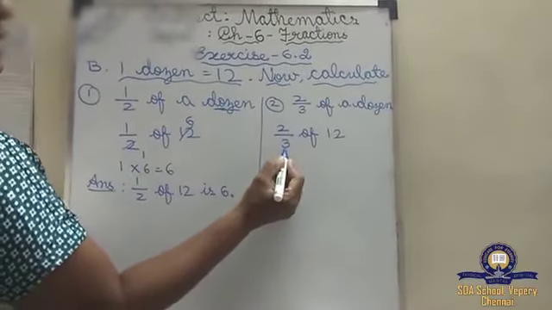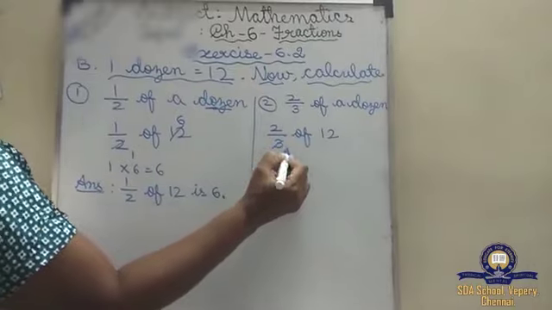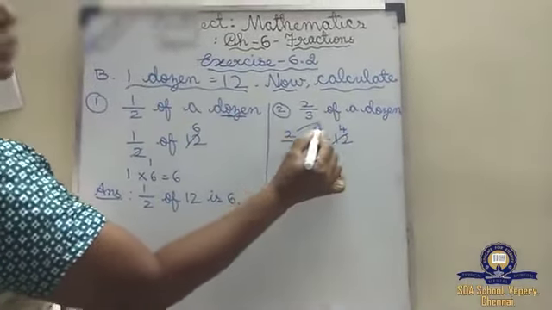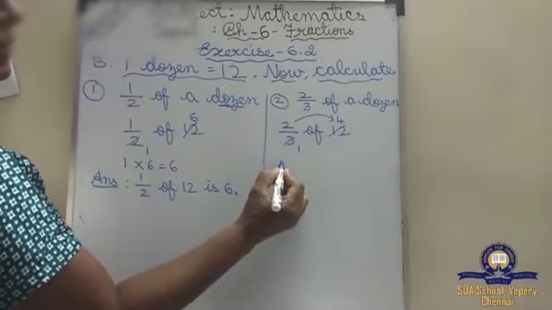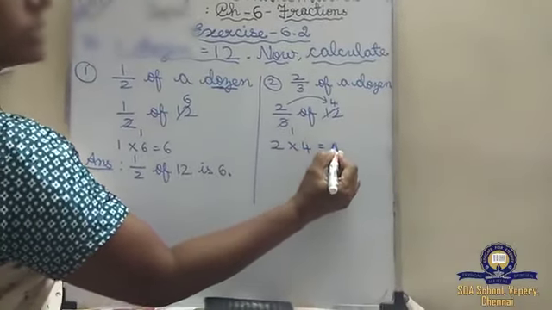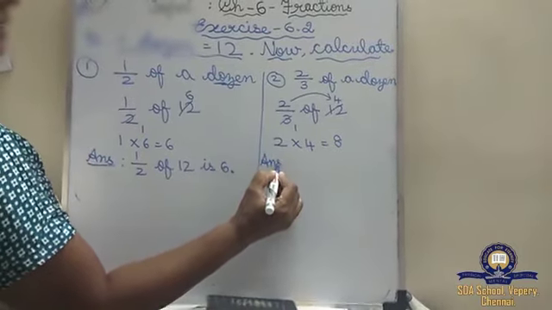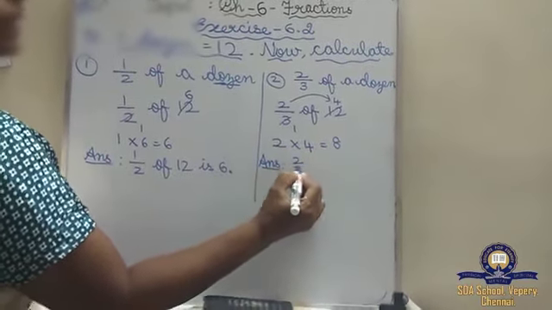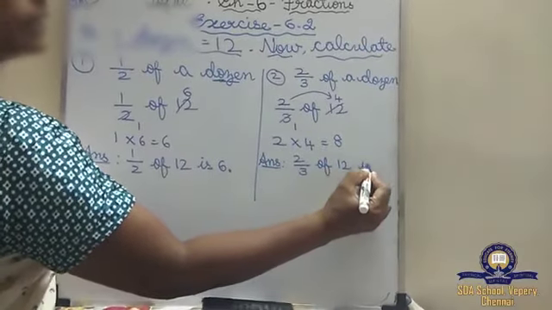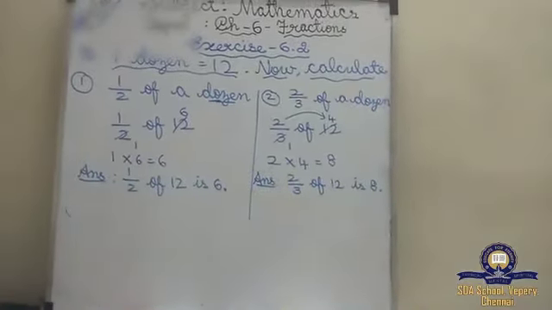12 goes in 3 table, isn't it, children? So 1 3 is 3, 4 3s are 12. So these two numbers, what you have to do? You have to multiply. So 2 4s are what, children? 8. So what's the answer? 2 by 3 of 12 is 8. Okay, children.